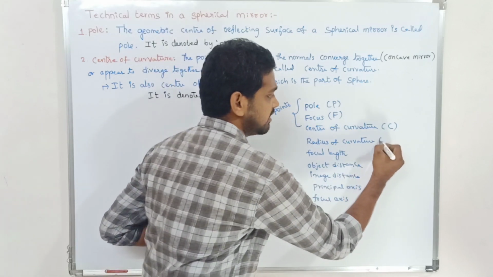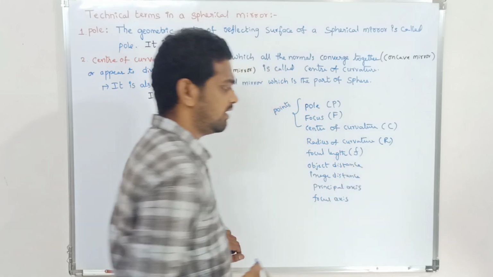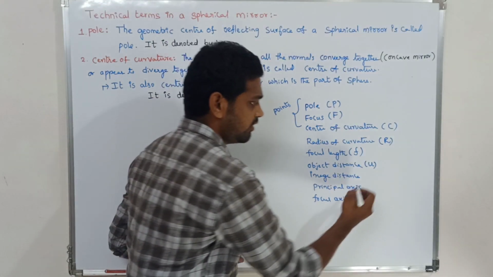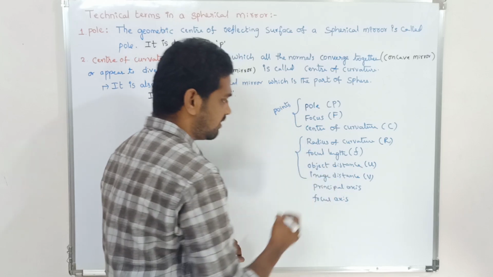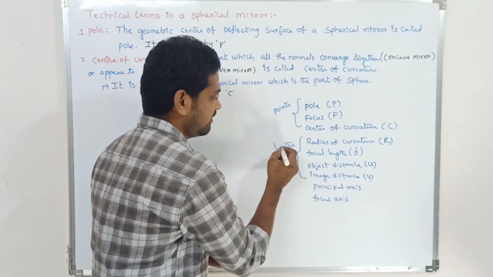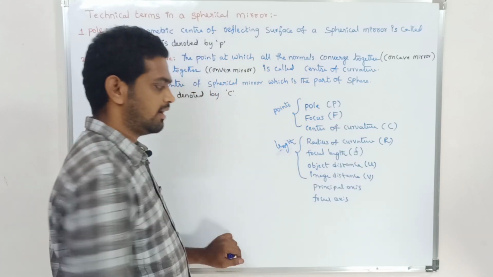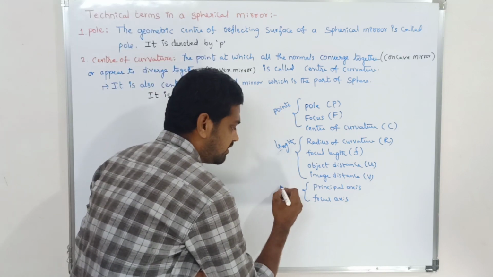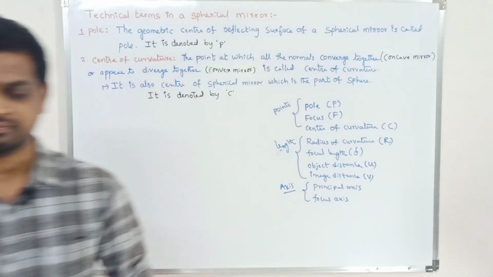The radius of curvature is denoted by capital R, and the focal length is denoted by small f. The object distance is denoted by small u, and the image distance is denoted by small v. These four are distances, and I will call them lengths. Coming to the principal axis and focal axis, these two belong to the axis category. Is it clear, children? Yes.